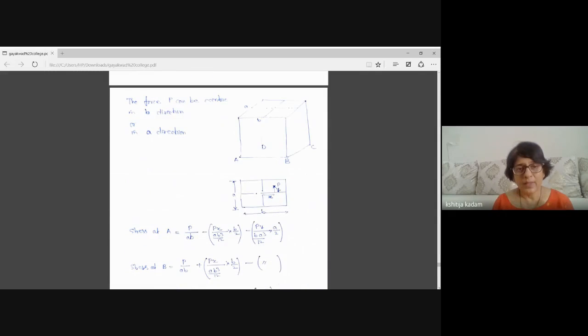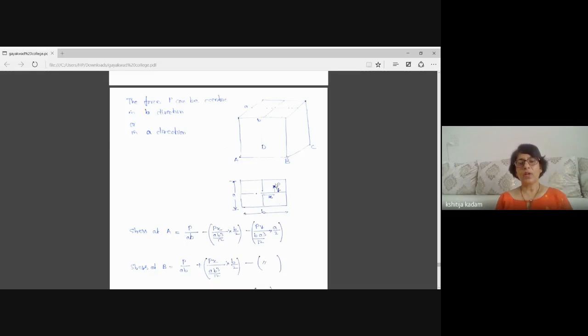Okay, but the column cross section is not just a surface. It is a 3D thing. Column is a 3D thing. So here in the sketch I am showing a column having cross section A multiplied by B. This is a vertical column and it has four corners at the bottom, capital A, capital B, capital C, and capital D is behind.